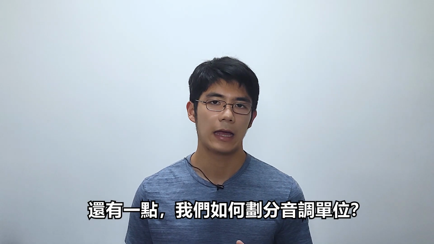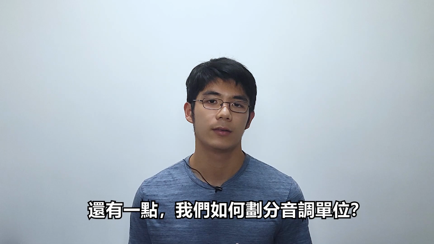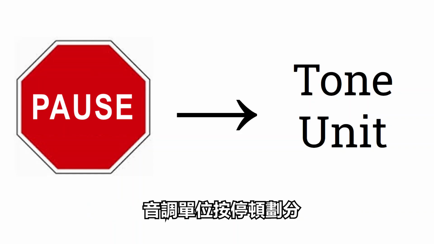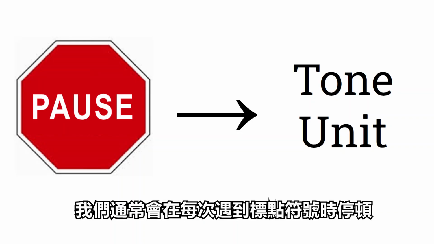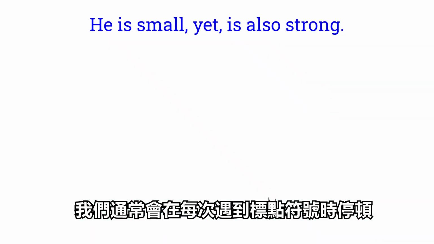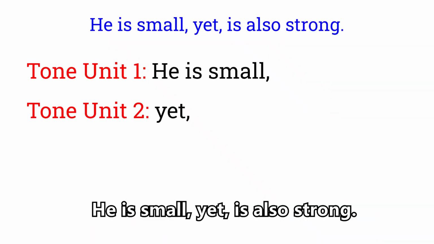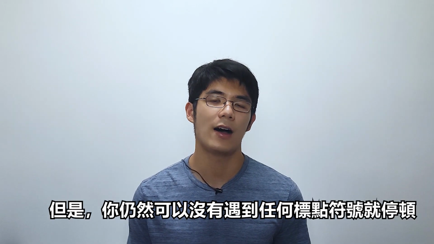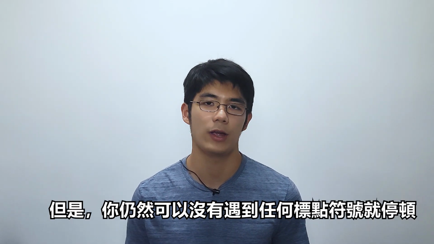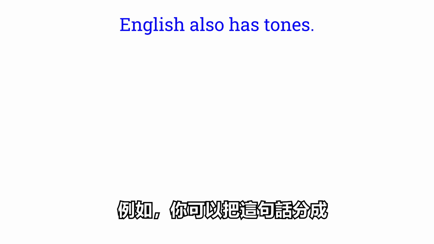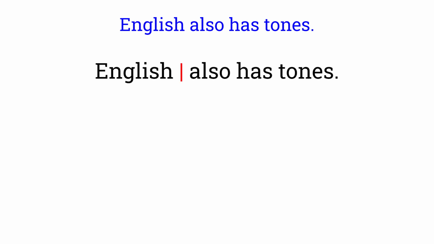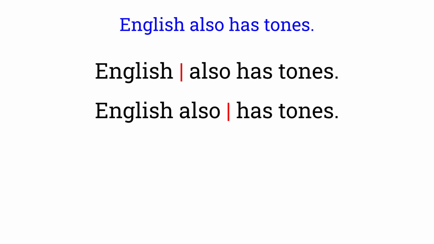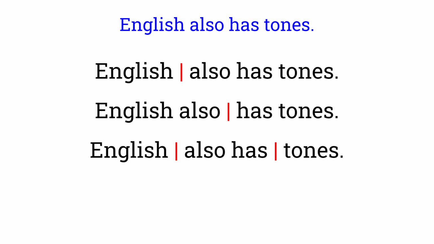One more thing. How do we divide tone units? Tone units are divided by pauses, and we normally pause every time we come across a punctuation. For example, he is small, yet is also strong. However, you may still pause even without coming across any punctuation. For example, you can divide this sentence into English also has tones. English also has tones. English also has tones.